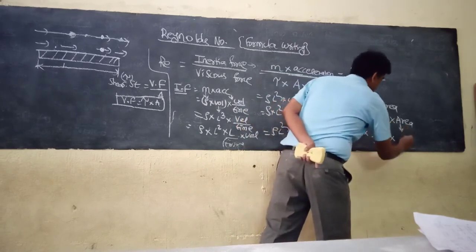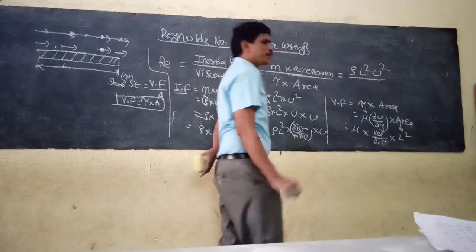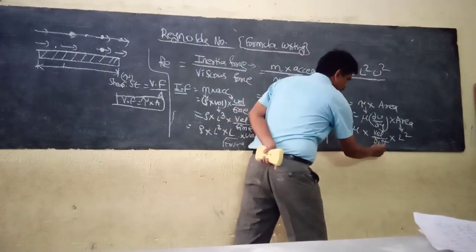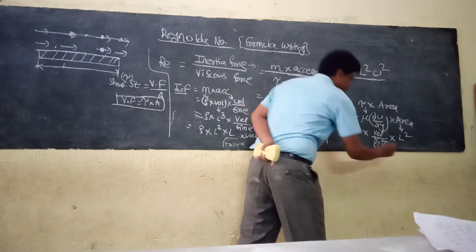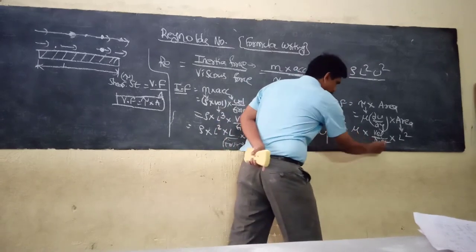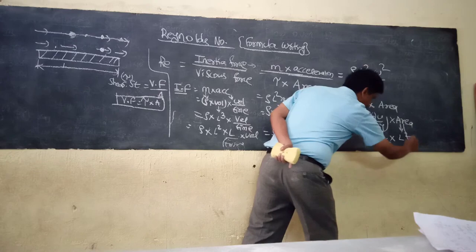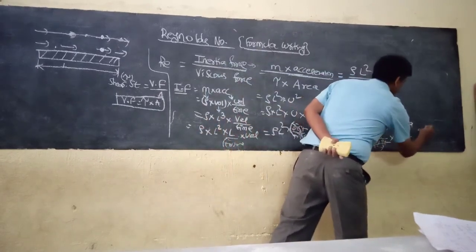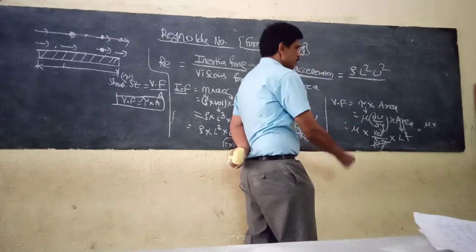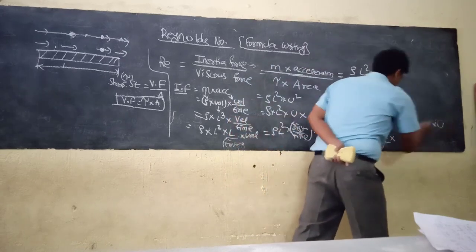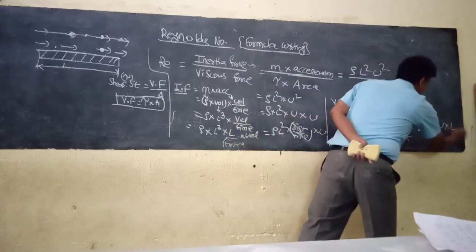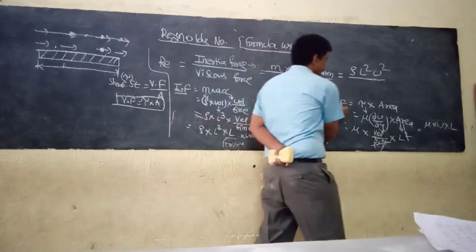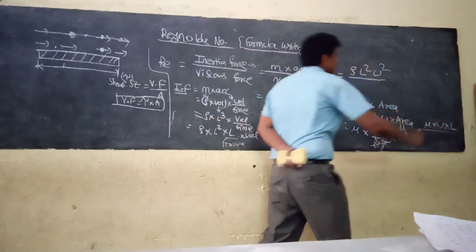The dimension for the area is L square. Area is meter square, its dimension is L square. So this is the distance, which has dimension L. The L in the denominator and one L in the numerator will get cancelled. Then the viscous force is nothing but mu, dynamic viscosity, into velocity u into L. So the viscous force can be written as mu into u into L.